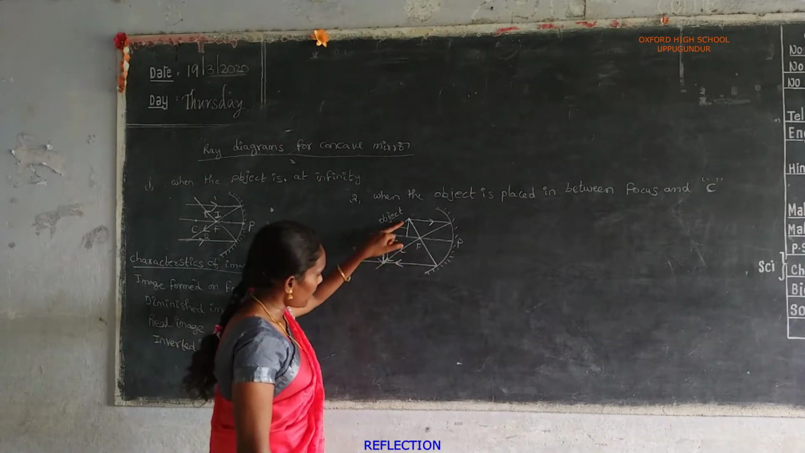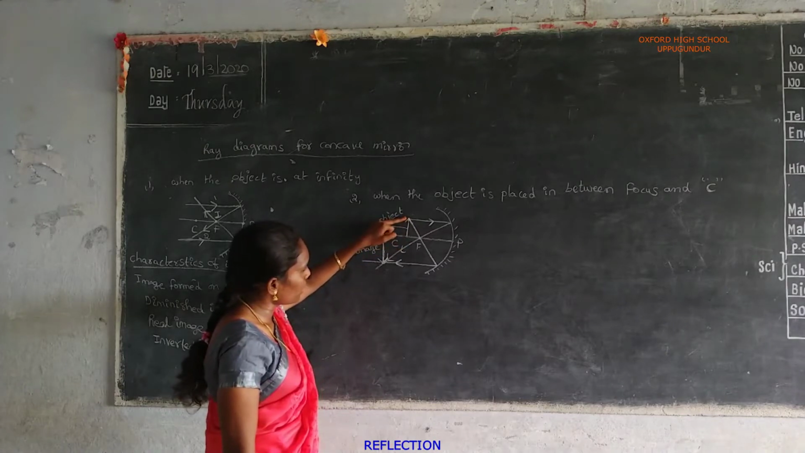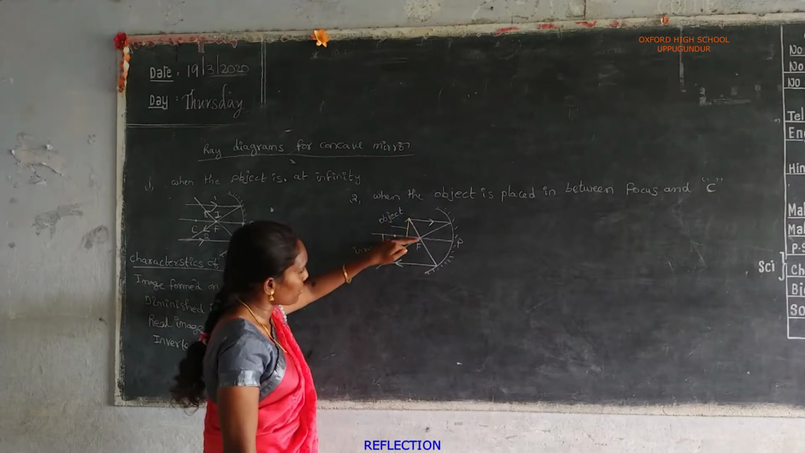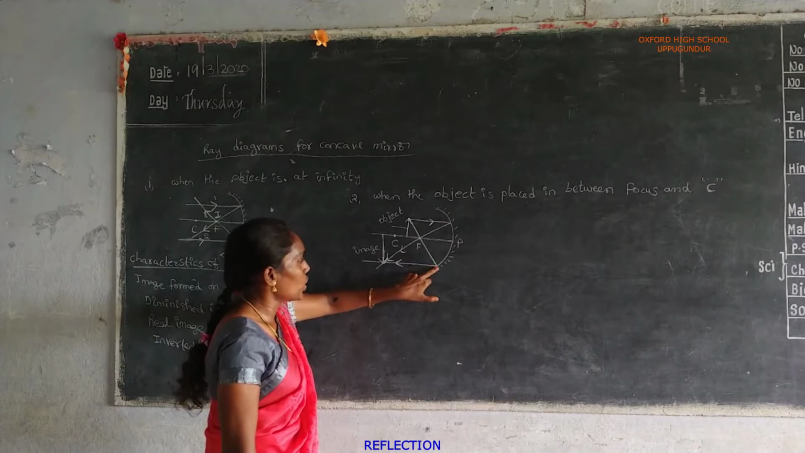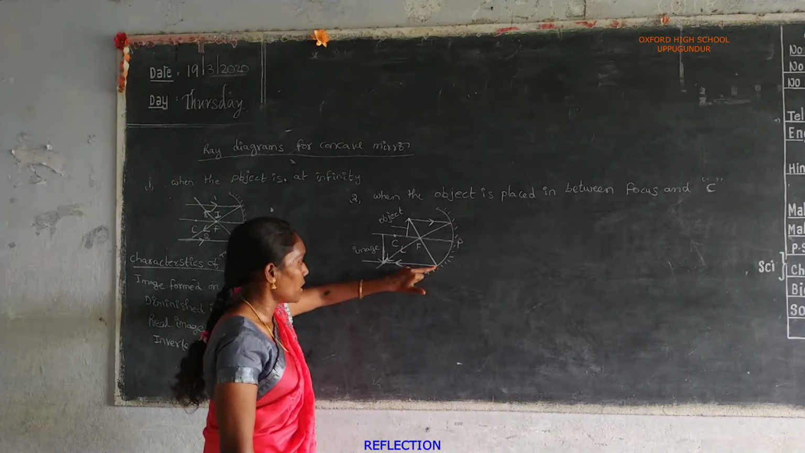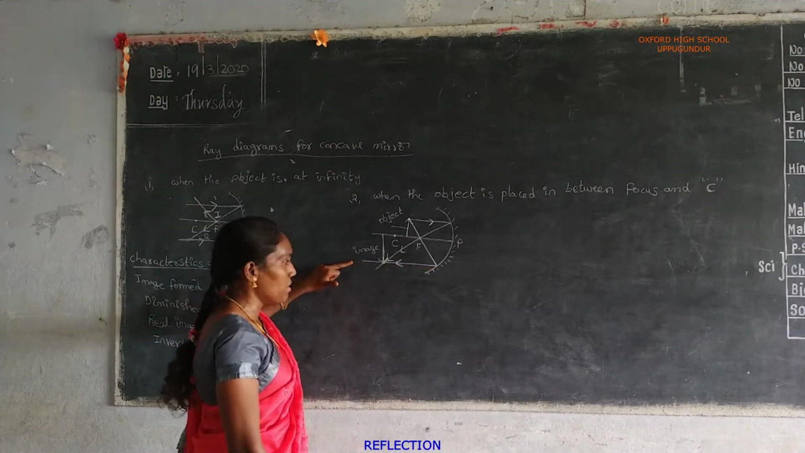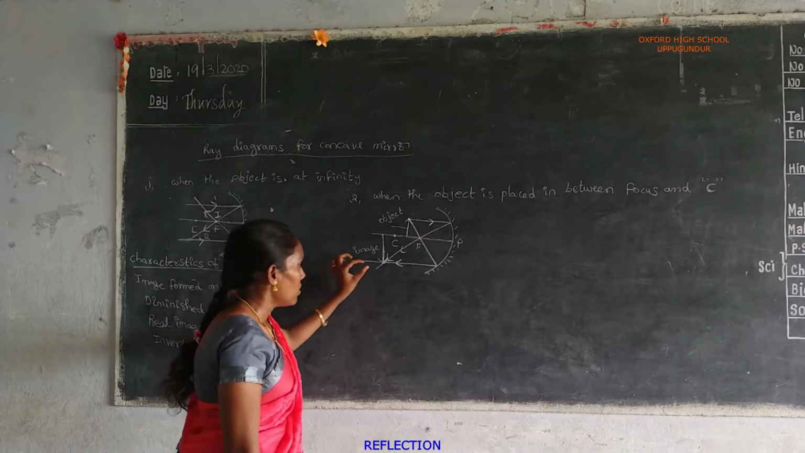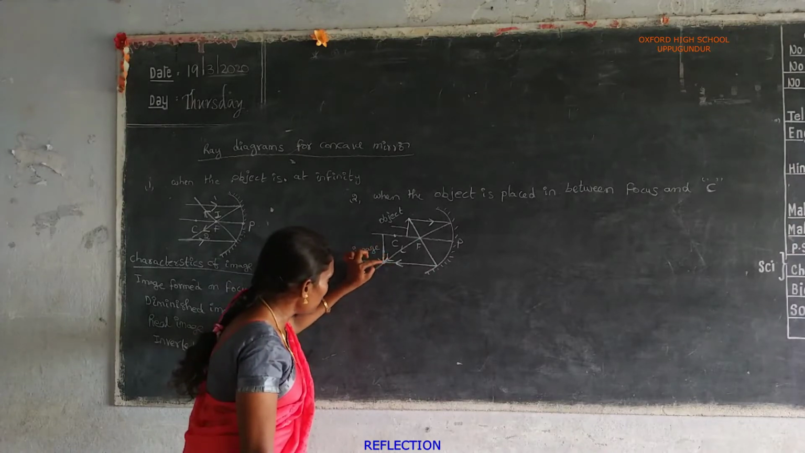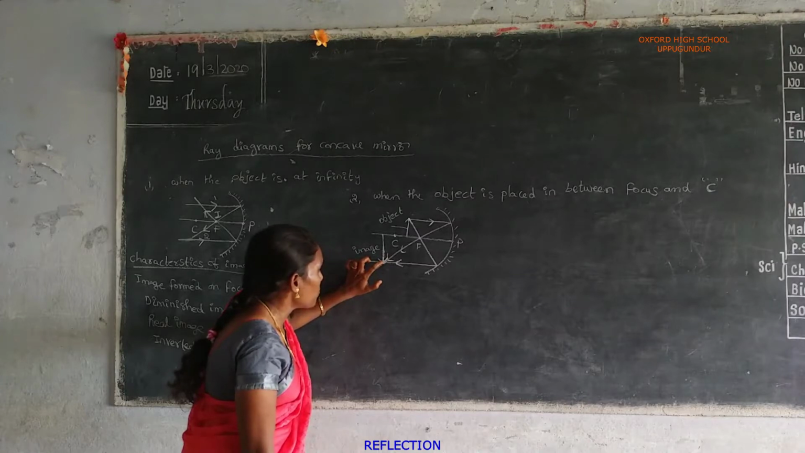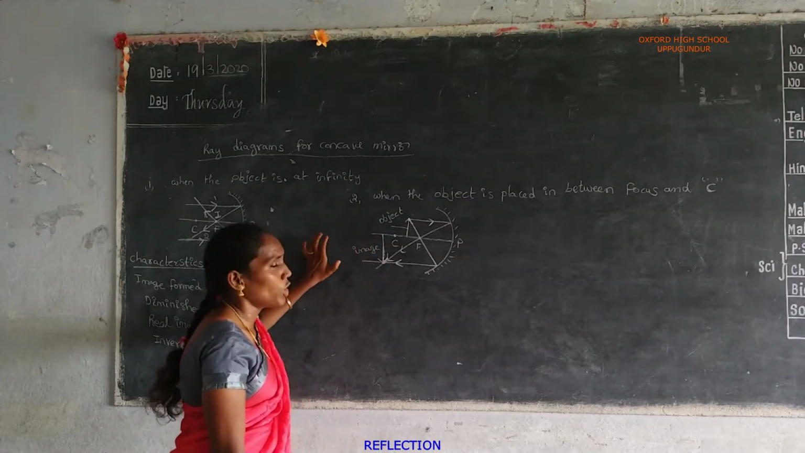The second light ray is coming from the top of the object and passes through the focus, and is incident on the concave surface. After reflection, it will be parallel to the principal axis. These two reflected rays meet at this point. This point gives the image of the object.